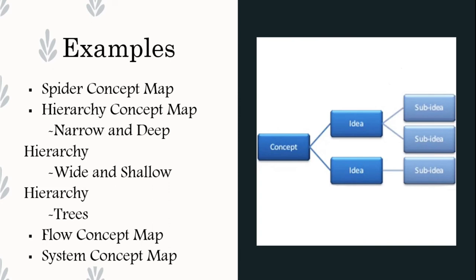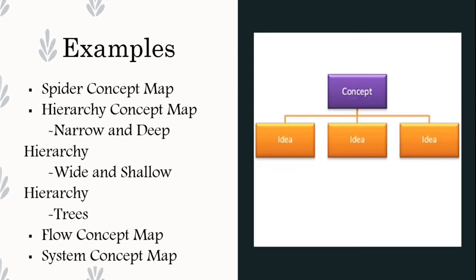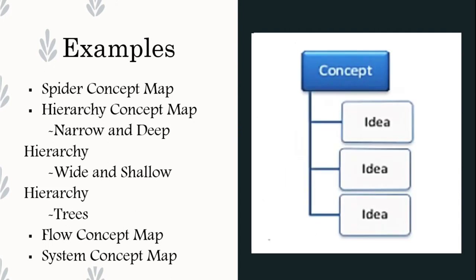It has three types. First, we have the narrow and deep hierarchy, wherein it consists of one main category followed by several subcategories linking, which become more specific as it goes down. Second, the wide and shallow hierarchy, wherein it consists of one main category broken down into a few smaller categories. Lastly, the trees, wherein the categories are linked with lines to its subtopics.